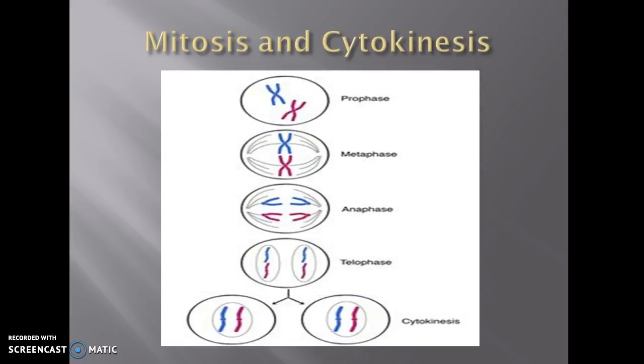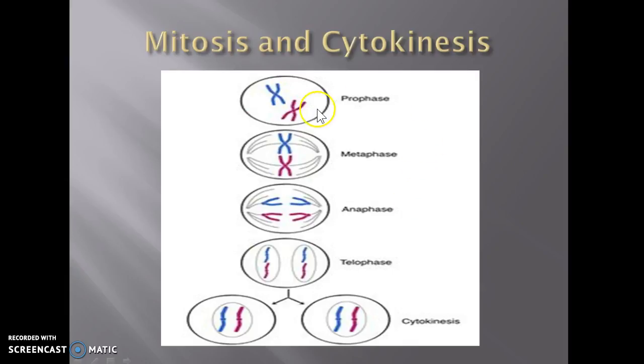Mitosis and cytokinesis. Mitosis is the division of the nucleus, and cytokinesis is the division of the cytoplasm, and both of these occur during the M phase. Now, mitosis always starts with a parent cell that's diploid and always ends with two daughter cells with DNA that's identical to the parent cell and is also diploid.